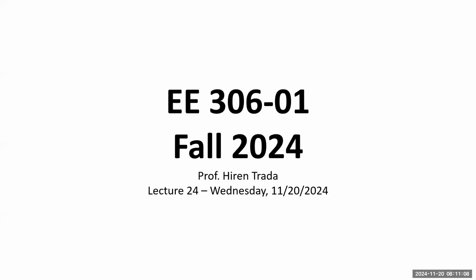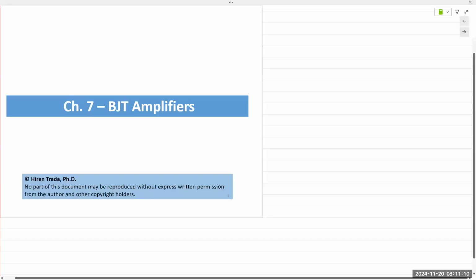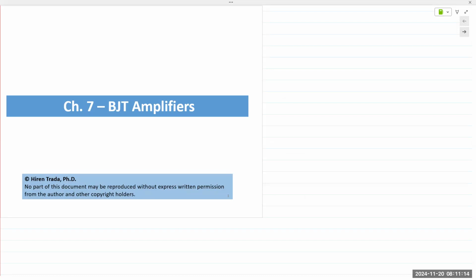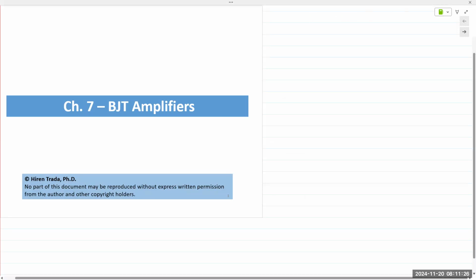So chapter 7 today, BJT amplifiers, kind of continuing on from chapter 4, which is BJTs. And we looked at the common emitter design on Monday. The reason we do that is because we have an early lab in the week on Tuesdays. But now we get to the actual explanation.